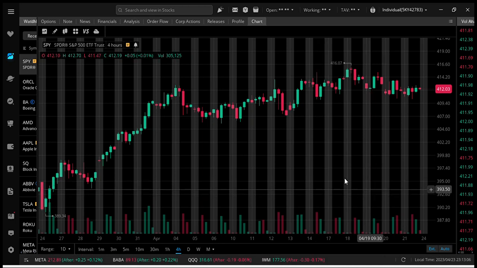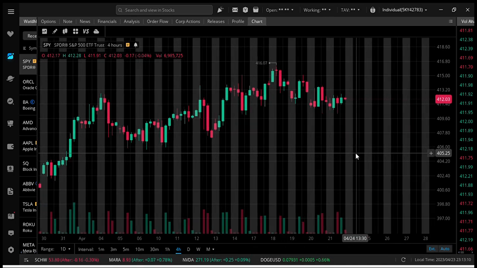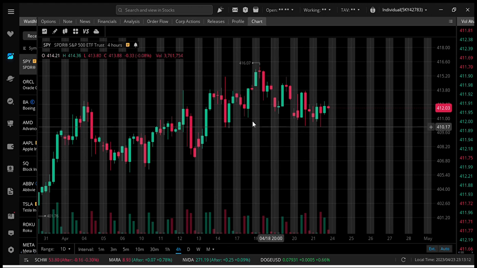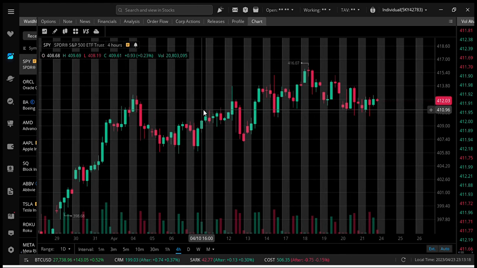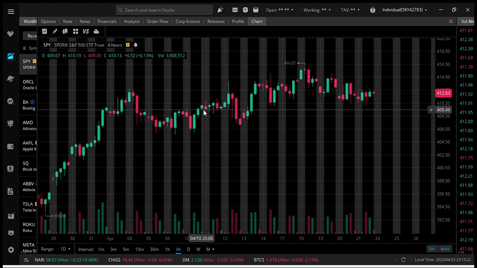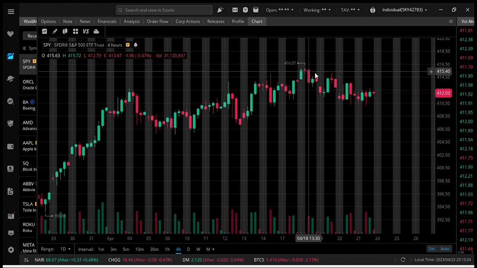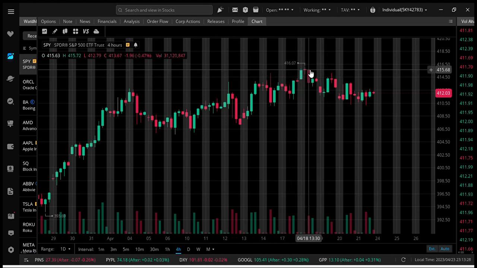Alright, y'all. This is SPY 4 hour, and I will be showing you my style of trading. The first thing I look for in an uptrend or downtrend is these types of candles, the ones with wicks on both sides. When I spot those, I look for the next candle.